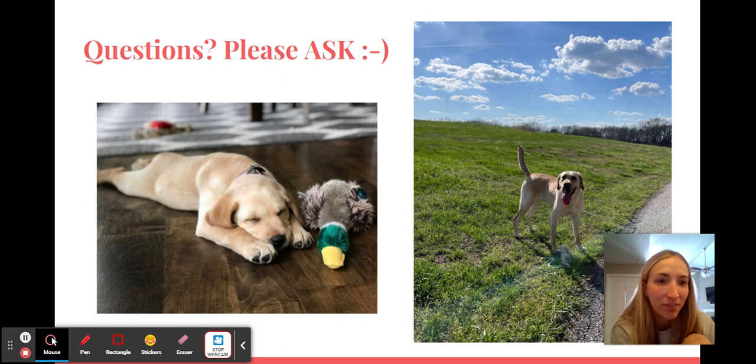I inserted pictures of my dog, Maisie, one when she was a puppy and one from a couple days ago on our walk, just because everybody loves dog pictures.